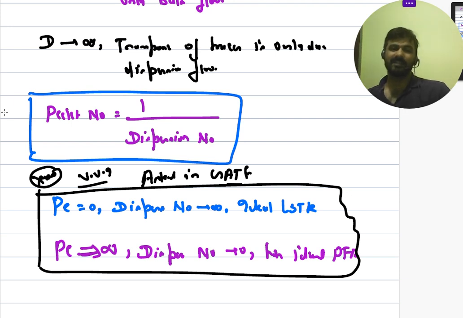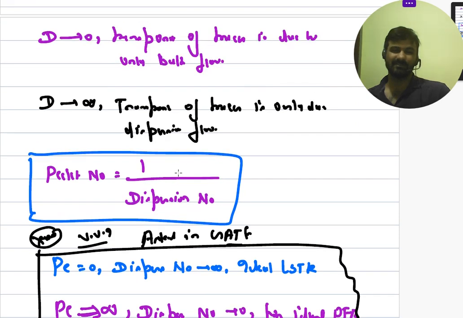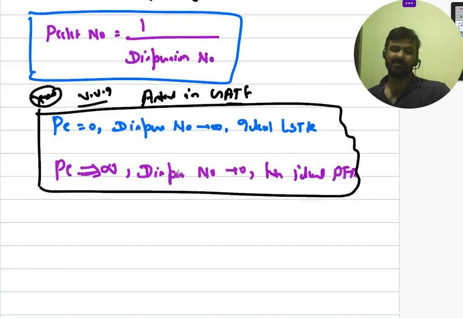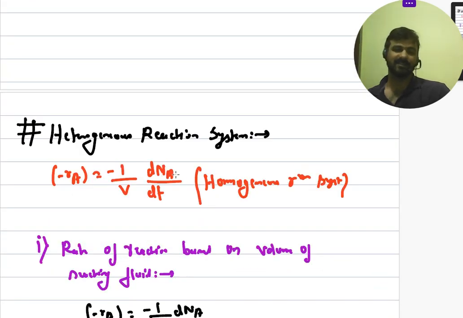Okay, so with that I'd like to stop this lecture here. So this was the revision class for the non-ideal reactor, and this is very, very important. In the next class I'll be talking about heterogeneous catalytic reactions. Okay, thank you. See you in the next lecture for the catalysis.